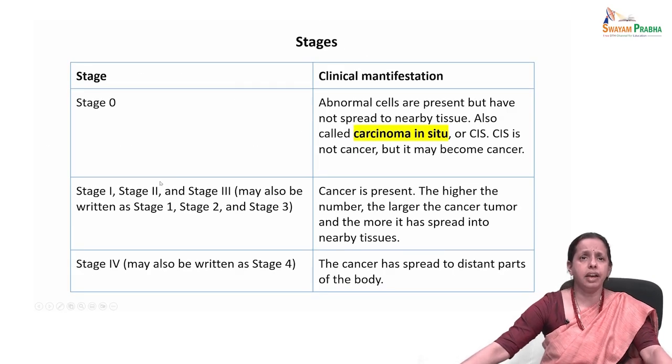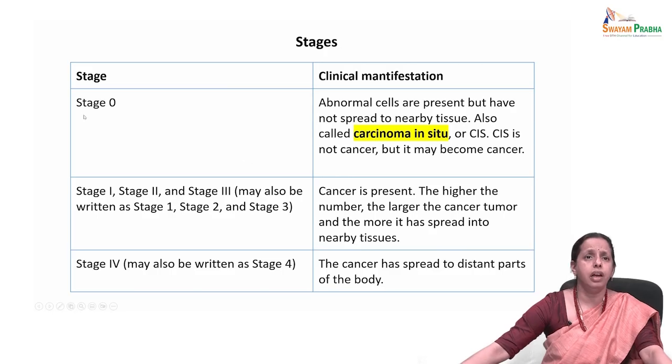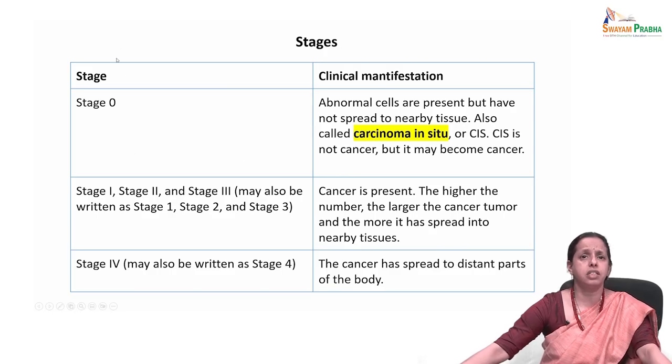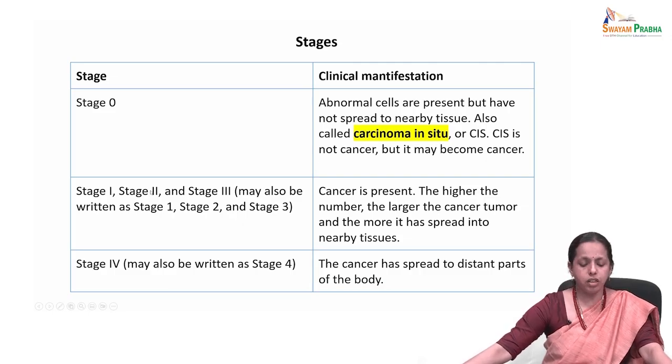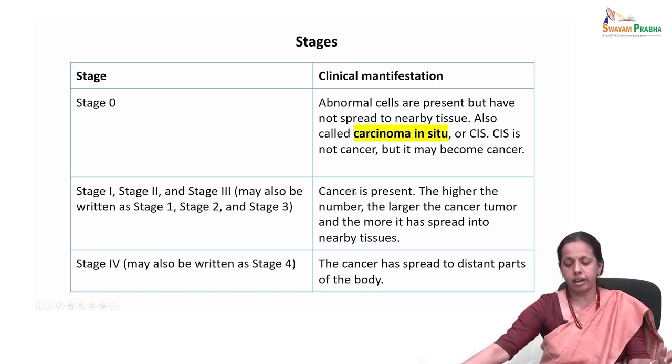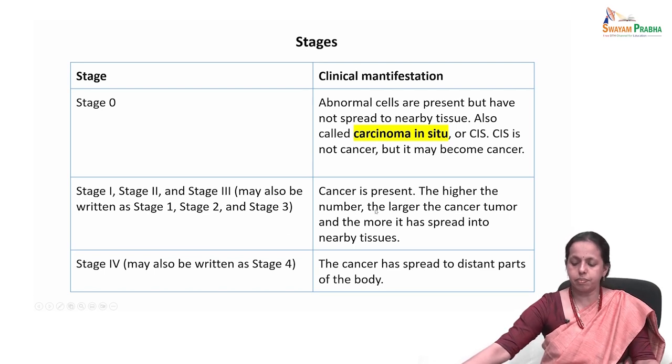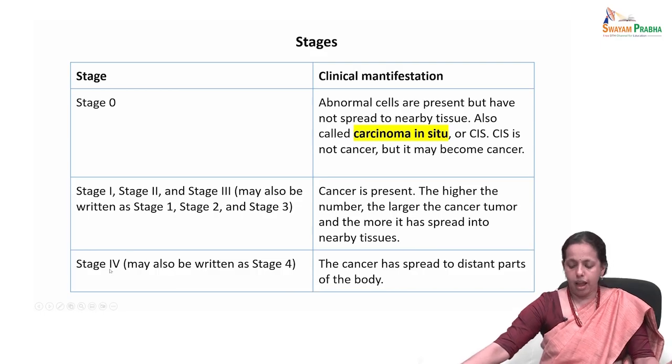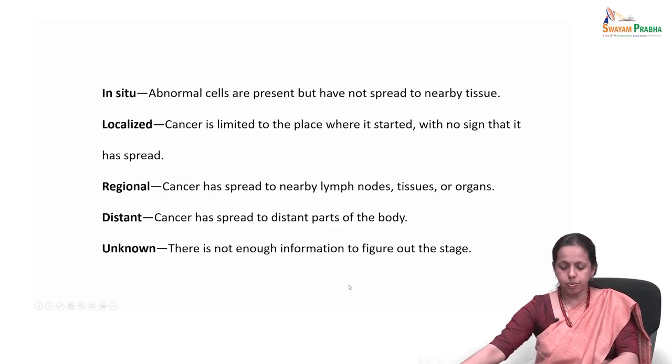And something here again which we have is your stages. Suppose they say it is stage 0. It is like your abnormal cells are present but have not spread to the nearby tissue. It is also called carcinoma in situ or CIS. Stage 1, 2 and 3 may be written either in Roman numbers or in the regular Arabic ones, where cancer is present. The higher the number, the larger the cancer tumor and the more it has spread into the nearby tissue. And when I say stage 4, it has spread to other parts.